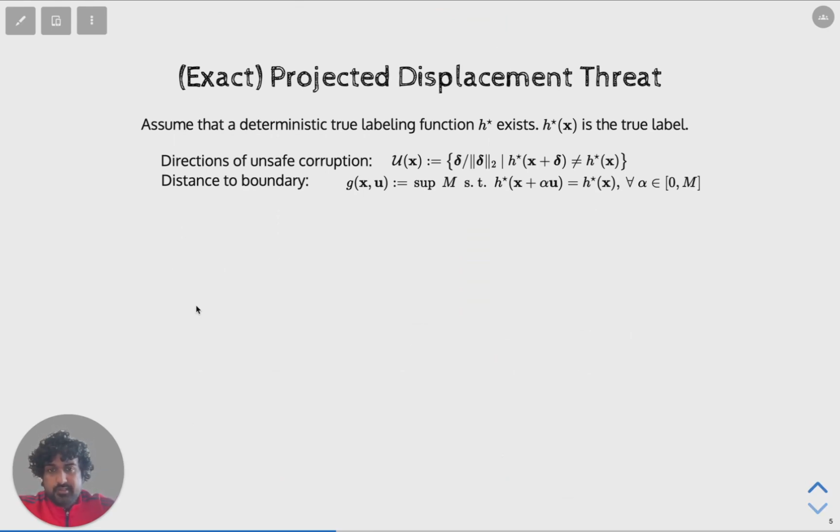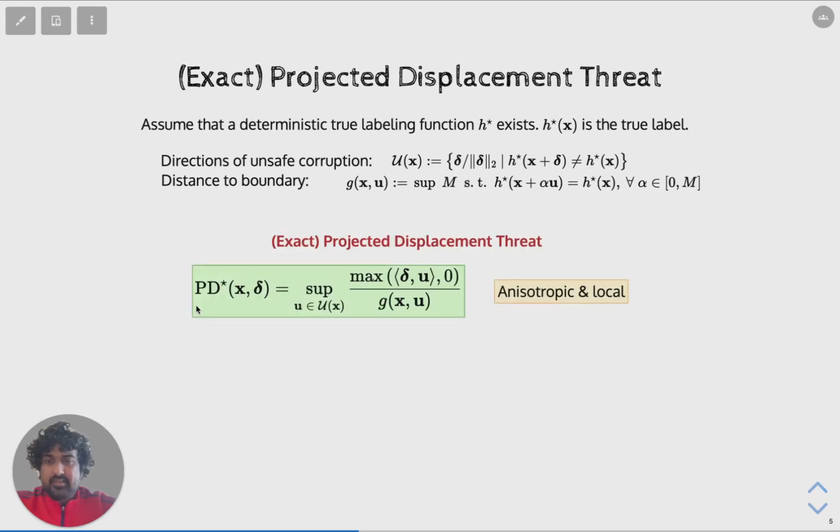Let's assume for now that a true labeling function exists, h star. H star of x is the true label. At every input, we collect two quantities. One, the directions of unsafe corruptions. These are simply unit L2 norm direction vectors that correspond to unsafe corruptions. And the distance to boundary G measures the maximum amount you can travel along each unit norm direction while still having the same label. With these two quantities, we define the exact notion of projected displacement threat.